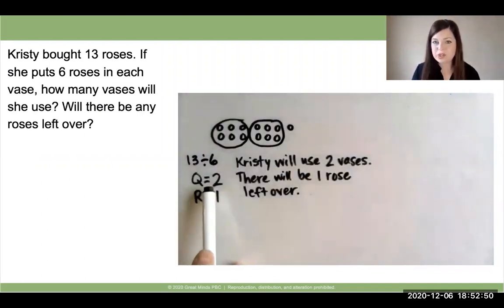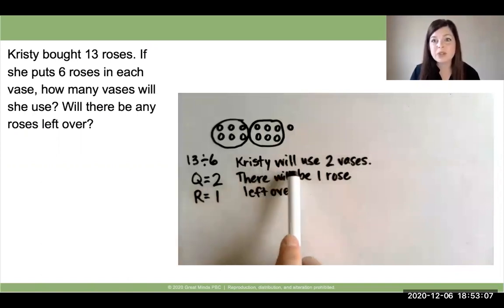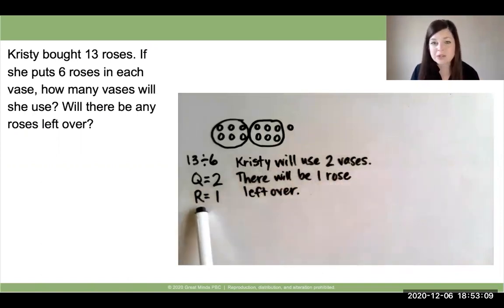Did you find the quotient was 2 and the remainder was 1? This time, instead of writing out quotient and remainder, I abbreviated and wrote Q equals 2 to tell what the quotient is and R equals 1 to tell what the remainder is. In the story, the quotient 2 means that Christy will use 2 vases, and the remainder of 1 means that there will be 1 rose left over. So those helped me to answer the questions.